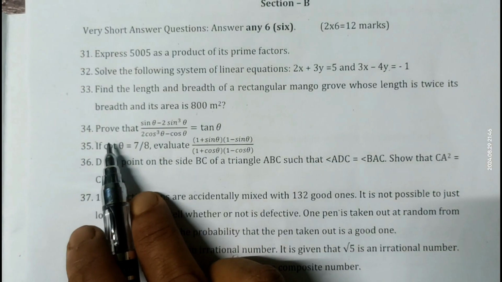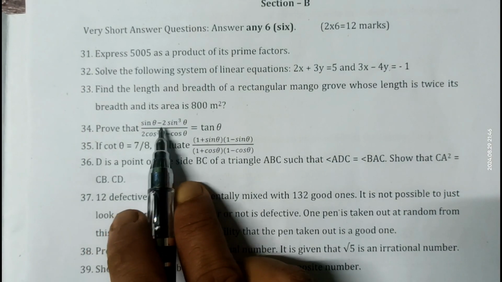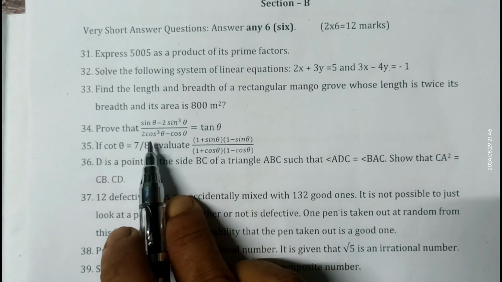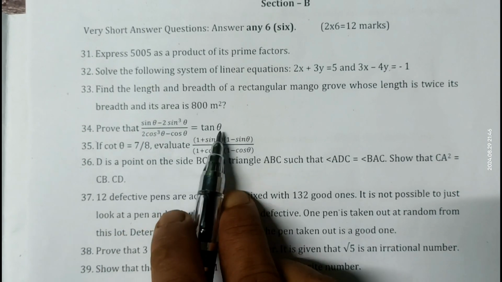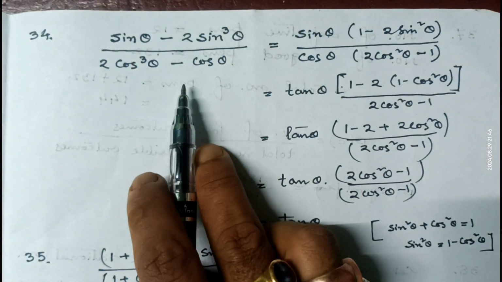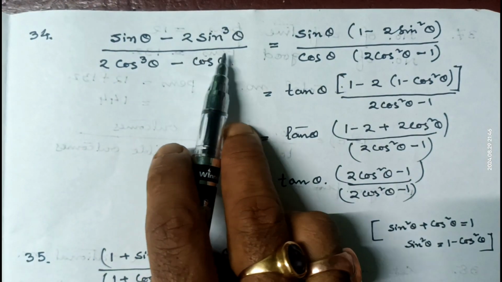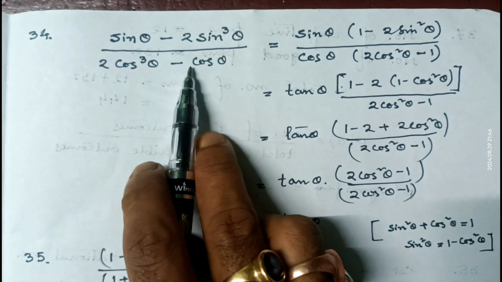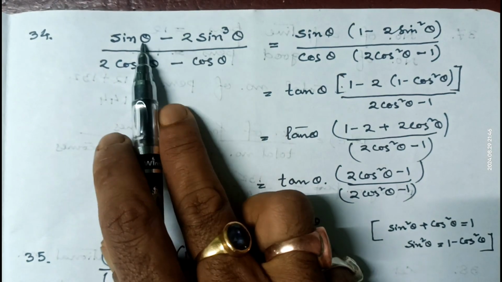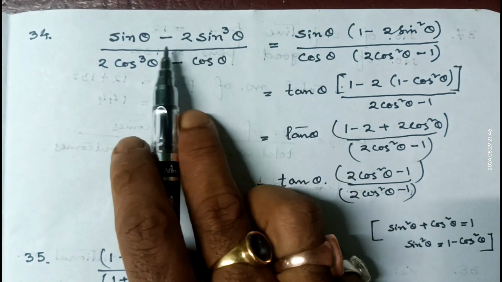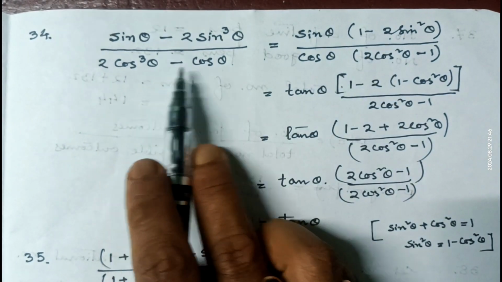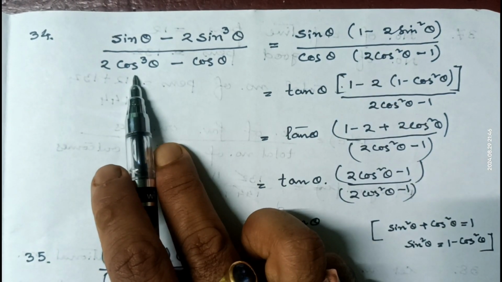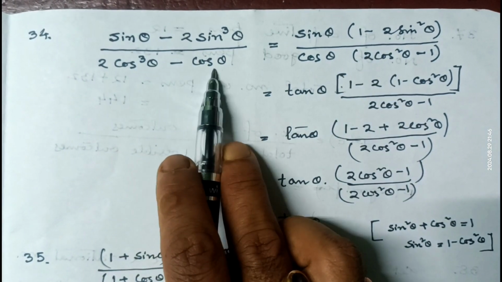In question number 34, it is given to prove that (sin theta minus 2 sin cube theta) by (2 cos cube theta minus cos theta) is equal to tan theta. So we are starting from the left hand side. Sin theta minus 2 sin cube theta, 2 cos cube theta minus cos theta. From the numerator I can take sin theta common, so we are left with 1 minus 2 sin square theta. From the denominator I have taken cos theta common, then I am left with 2 cos square theta minus 1.